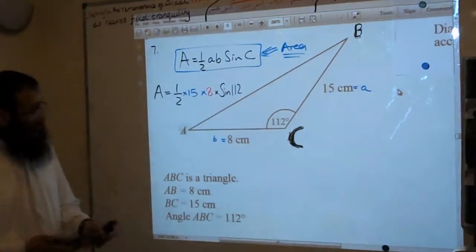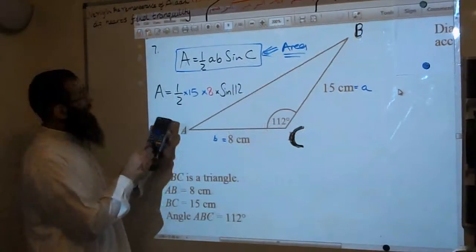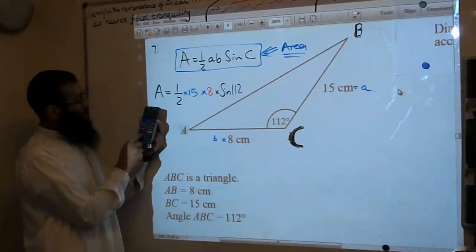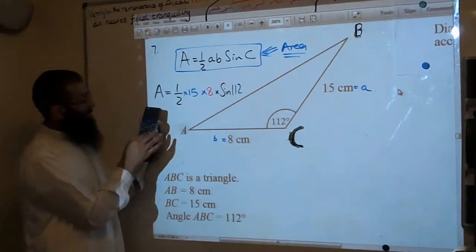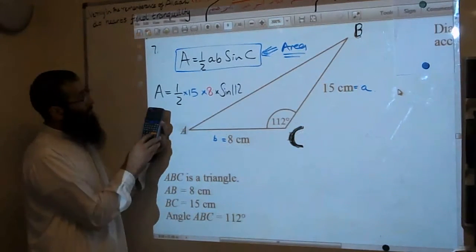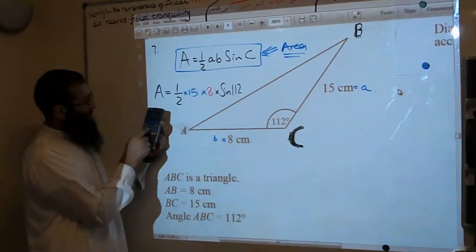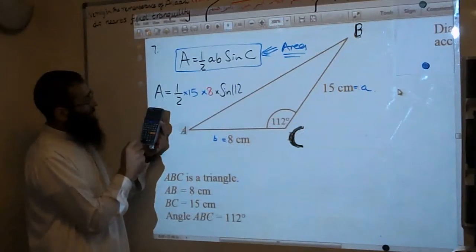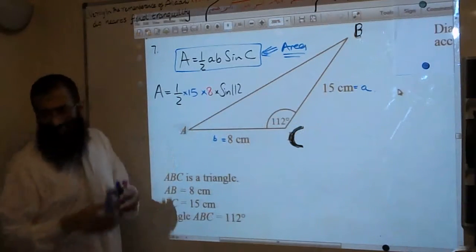So on the calculator, we type in, and the half can be put in as what? 0.5, just for simplicity. Times by 15, times by 8, times by the sine of 112. Close the brackets, press equal. That gives 55.63.